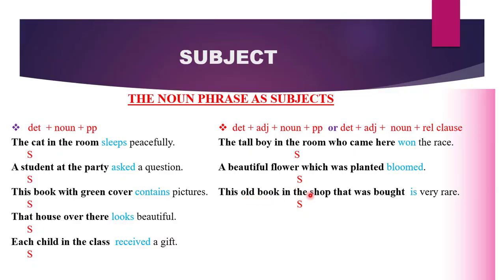This old book in the shop that was bought is very rare. What is very rare? It is this old book in the shop that was bought. You can say it is very rare.